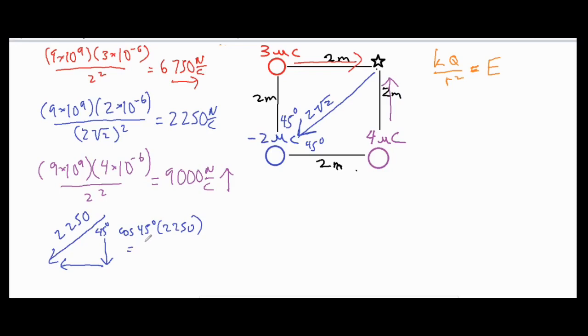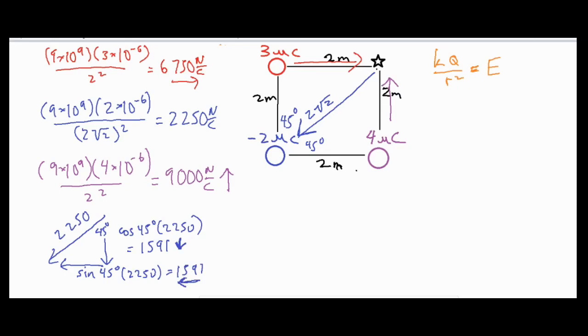And that's going to give us the vertical component going downwards, which is rounded off to 1,591. Because it's a 45-degree angle, I don't necessarily have to do the math again, but it would be sine of 45 degrees times the 2250, which would also equal 1,591 as well. So we have two more electric fields to consider: this component over here, 1,591 downwards, and then 1,591 to the left.